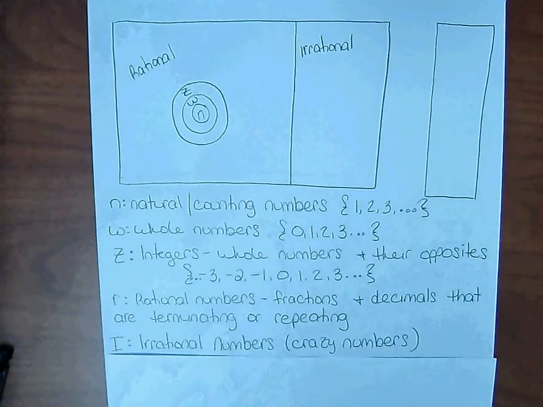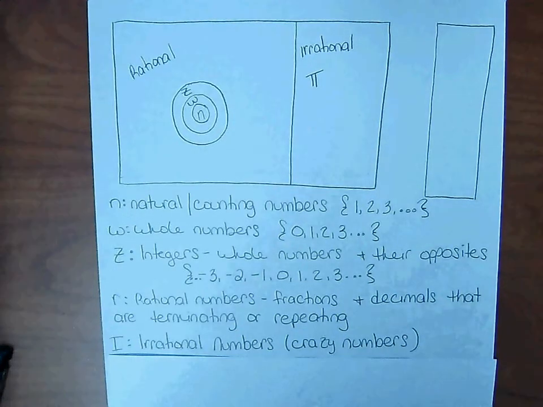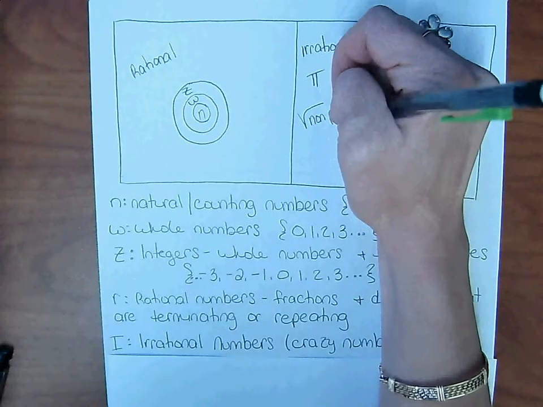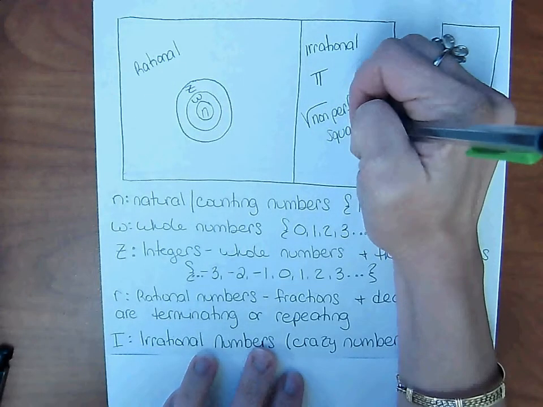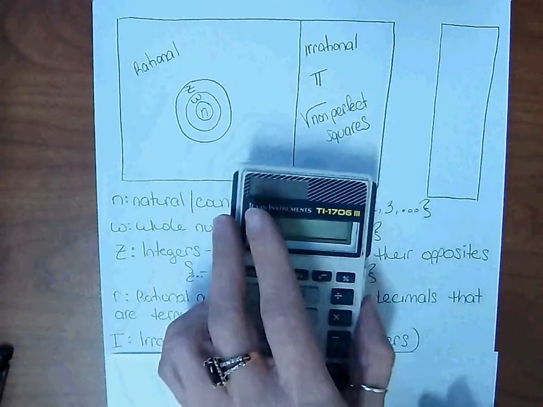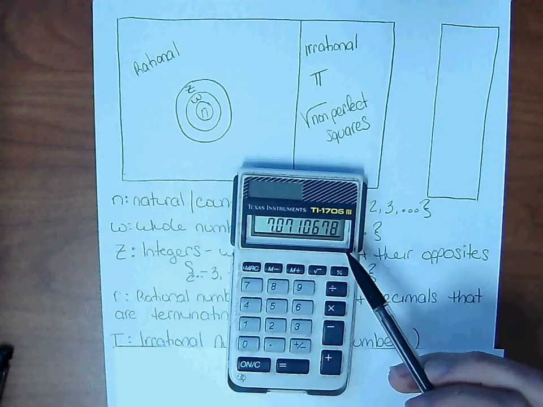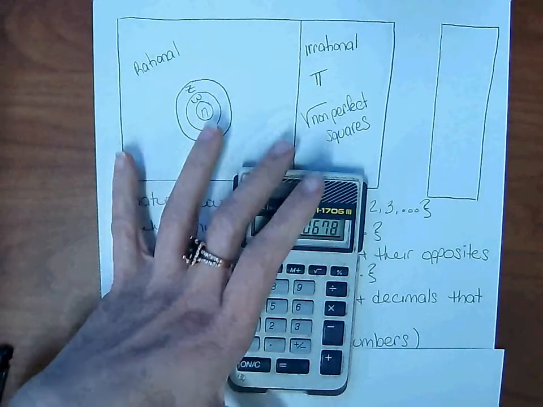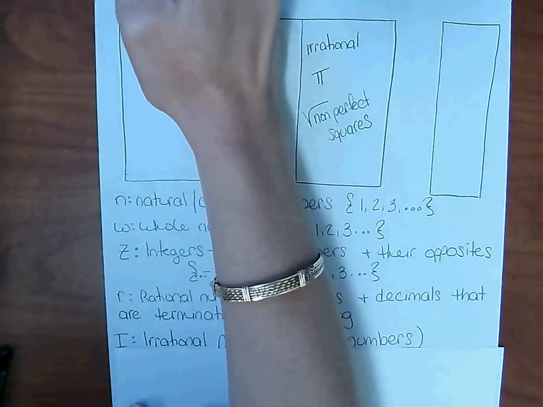Some crazy numbers that you know is pi. Pi is a decimal that goes on and on and on forever. Other irrational numbers are the square root of non-perfect squares. If you take the square root of 50, it might look like it terminates on the calculator screen, but really it only looks like that because the calculator can only hold so many numbers. This decimal does go on and on without a pattern. So all of these numbers, rational and irrational, are considered real numbers.